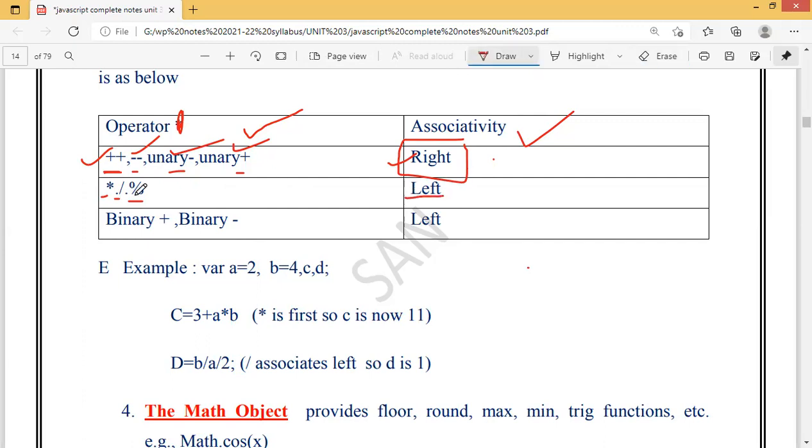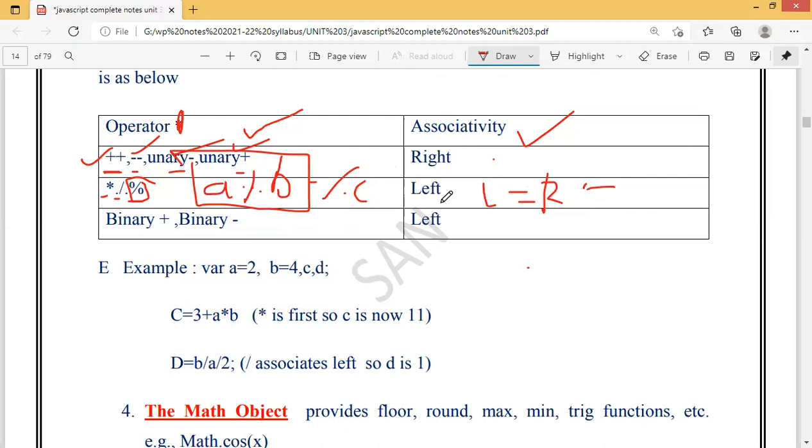Left associative means what? You have to start solving from this side. Suppose there is an expression a mod b, and then we have mod c. Right side means this, and left side means like this. So first you have to solve a mod b, and then the result of this mod c, that is left associative. Remember this, left side is equal to left direction. So right side means from this direction you have to solve, left side from this direction you have to solve.